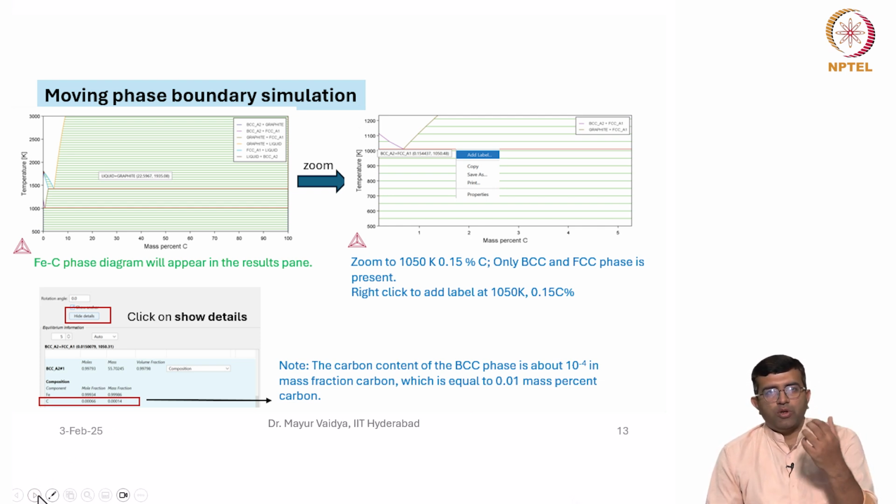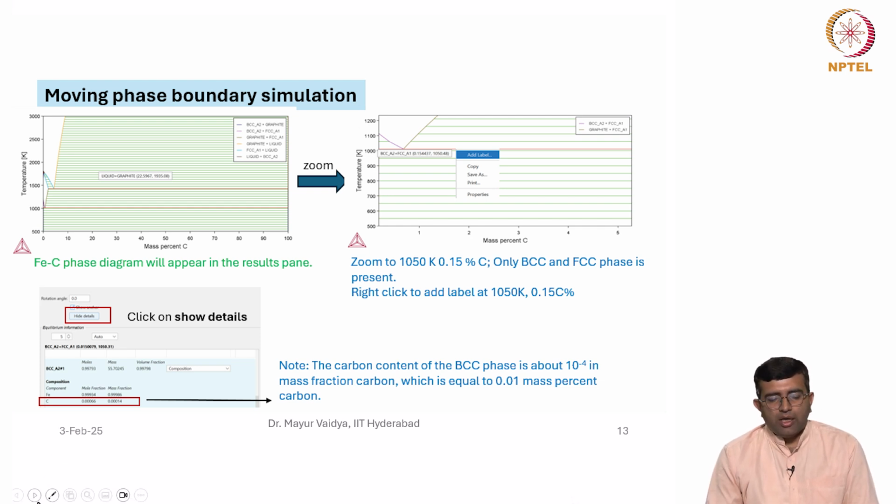Now remember, we have to define the temperature. We take isothermal condition here, and then select the temperature as 1050 Kelvin and the simulation time as 30 hours.